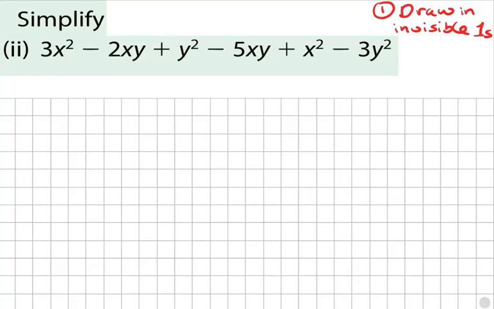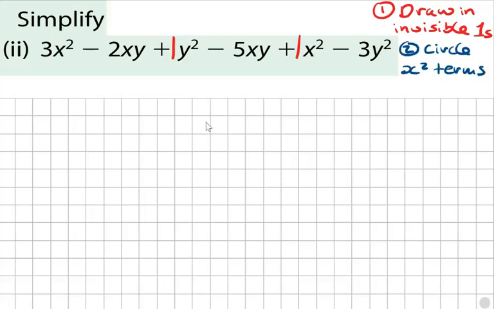Part 2. Step 1, we draw in invisible ones. So we have an invisible 1 in front of the y squared. And we have an invisible 1 with the x squared. So if you see a letter on its own, we know there's automatically an invisible 1 in front of it.